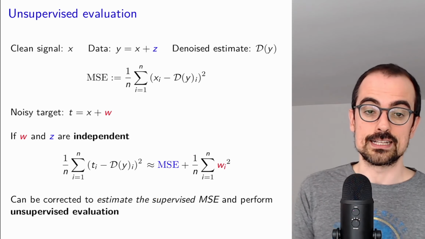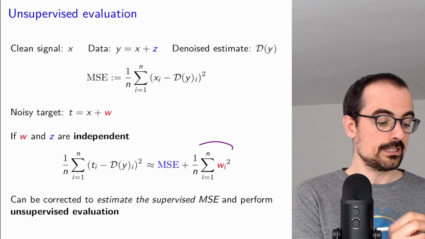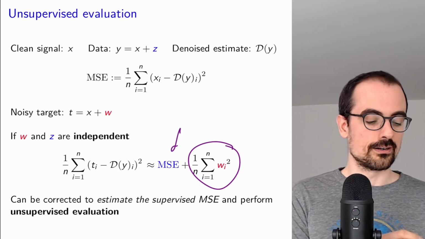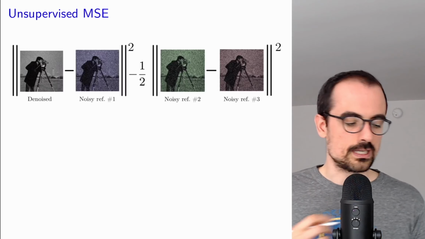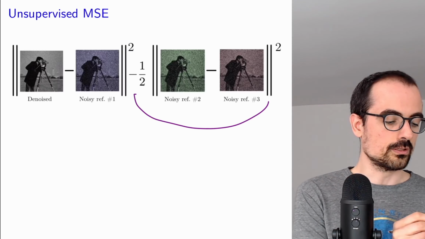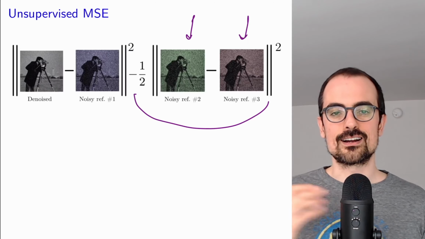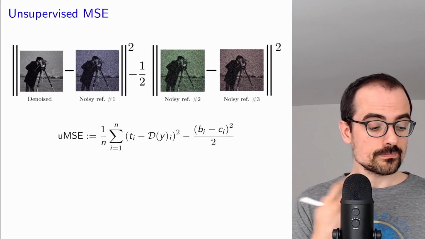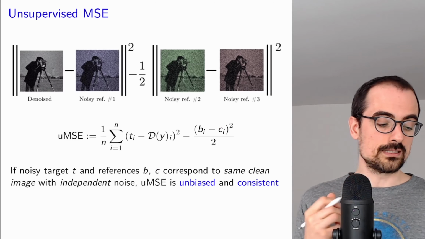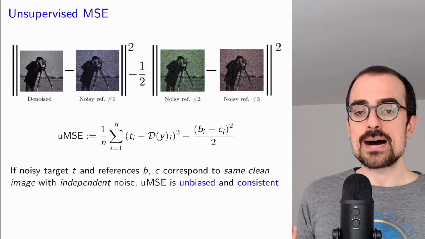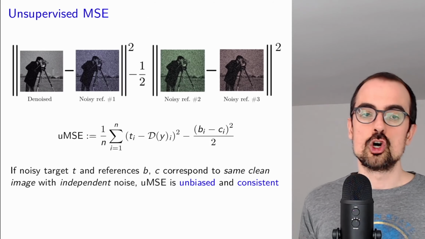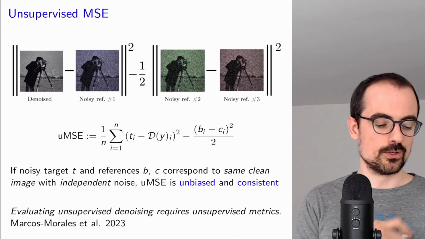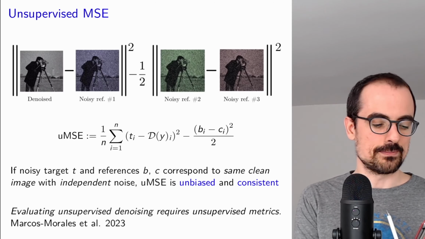Basically, you incorporate an additional correction to eliminate this and have an estimator of the supervised mean squared error. This is called the unsupervised mean squared error. This correction uses two additional noisy targets. Assuming that the noisy targets also correspond to the true clean image and have independent noise, they actually allow you to get an unbiased and consistent estimator of the mean squared error, which you can use to evaluate only based on noisy data. If you want more details, you can take a look at that paper.